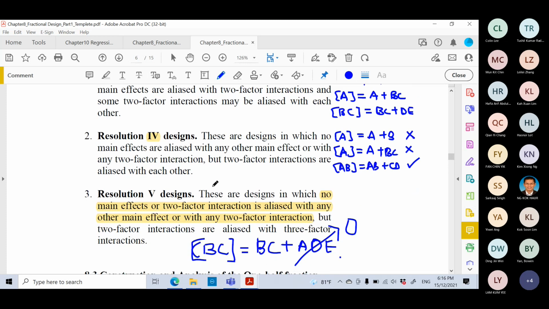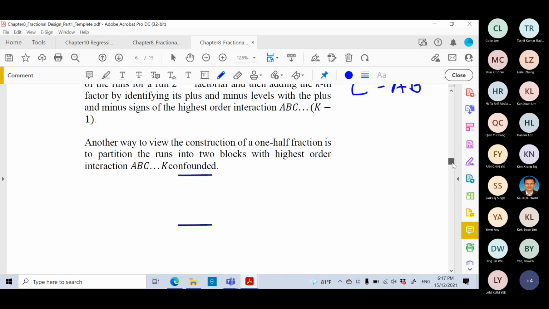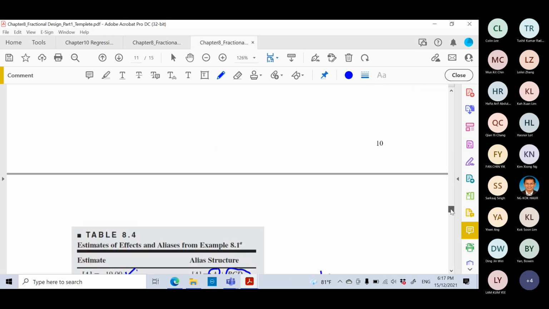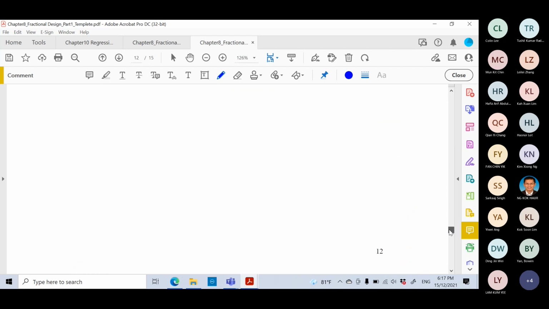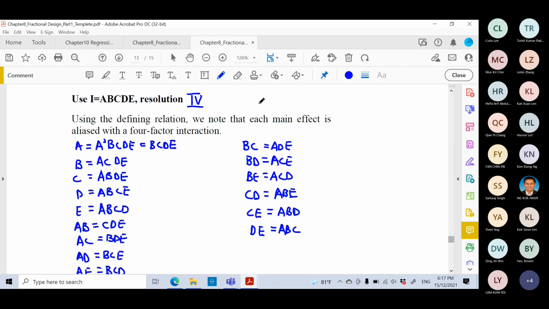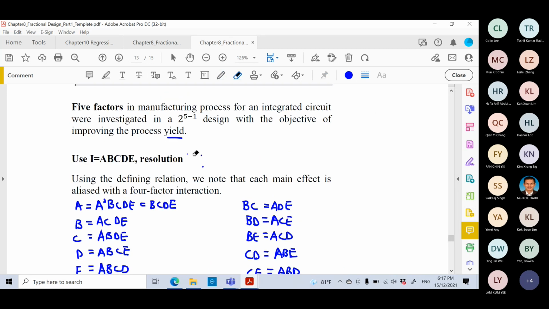But our result here is resolution 5, because the main effect and the two-factor interactions do not alias with each other, but the two-factor interactions are aliased with the three-factor interactions. So this is our case here. In our case, the resolution is not 4, it's resolution 5.